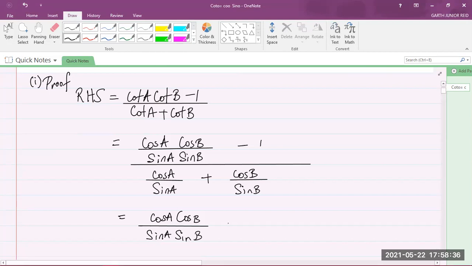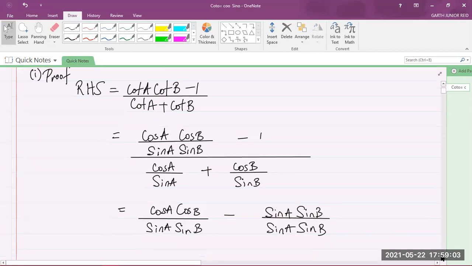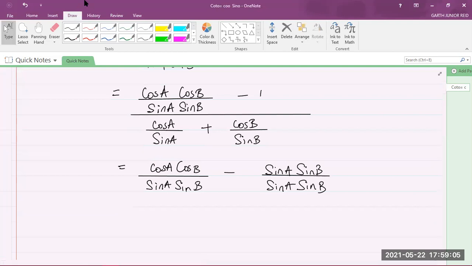Minus, I'm now going to rewrite 1 in terms of the denominator. So I'm going to write it as the sine of A times the sine of B divided by the sine of A times the sine of B. I'm not changing anything because that will still give us 1. And I can now subtract because my denominators are the same. So let us now draw our line here.